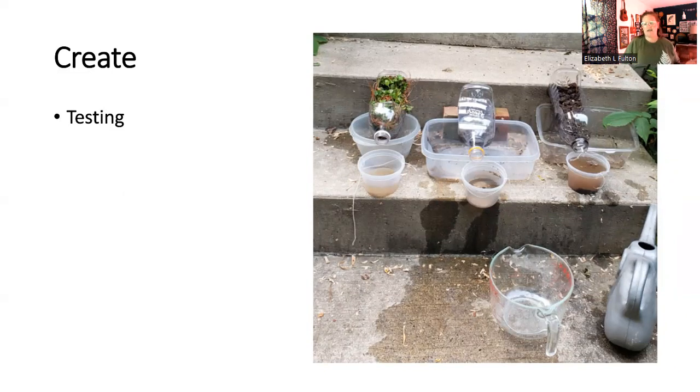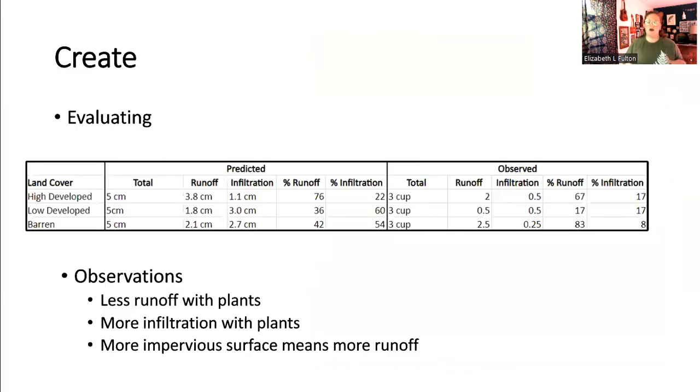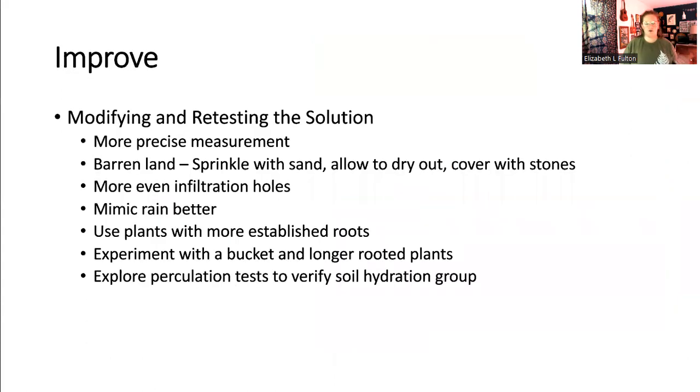Then I tested my prototype in the create phase, and this is a visual image of what I got. And then I decided to also do my table and fill that out a little bit more, added in my measurements and my overall observations, where there was less runoff with plants, more infiltration with plants, and more impervious surfaces means more runoff, or higher runoff rates.